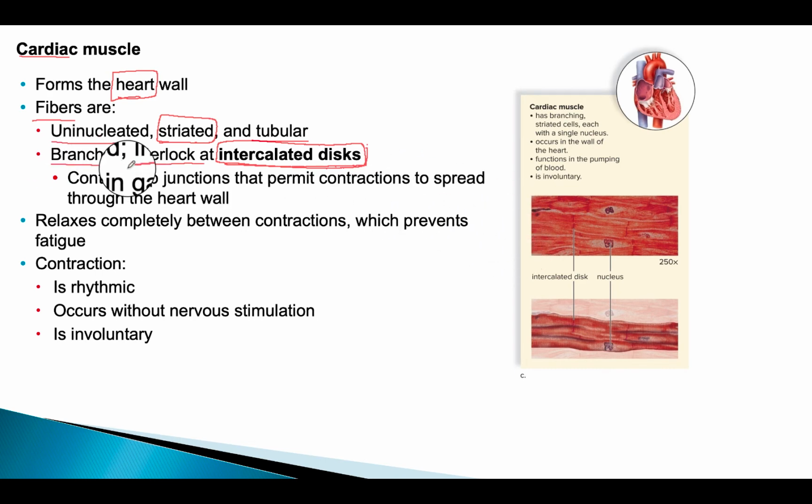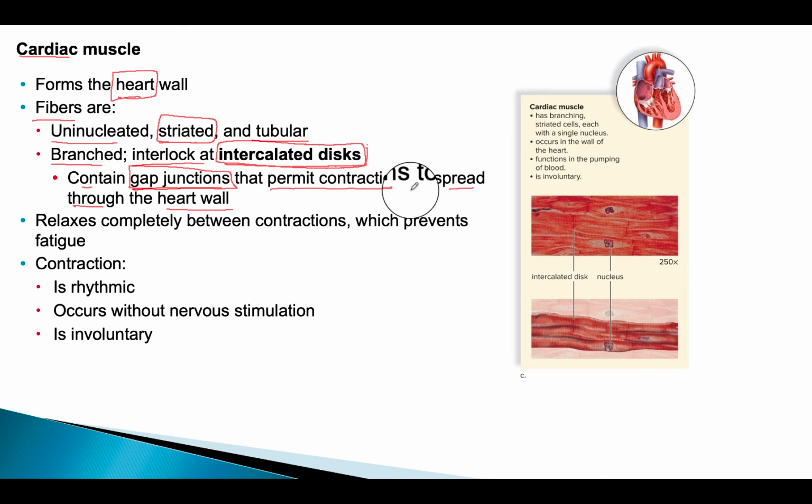So they are branched once again, and they interlock, and contain gap junctions. Do you still remember the junctions? The gap junctions here are basically a hole right next to one cell to the other. These gap junctions will permit contractions to spread through the heart wall itself. So as the muscles of the heart contract, they are going to be synchronous. And this synchronization of muscle contraction is brought about by these gap junctions right over here.